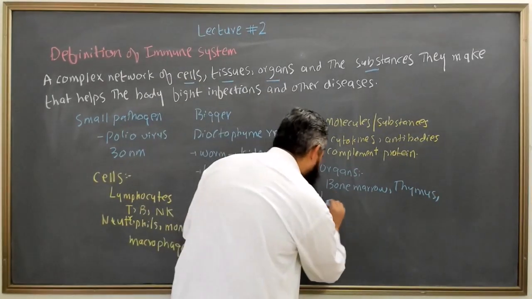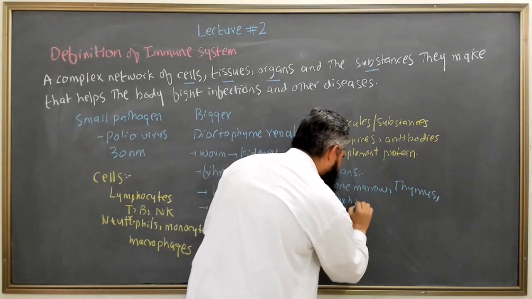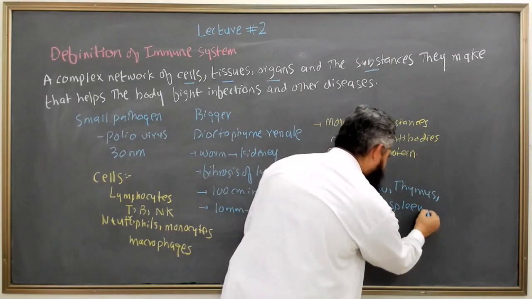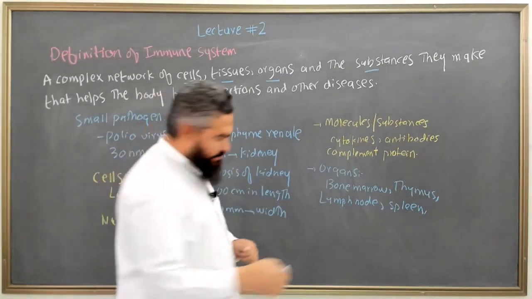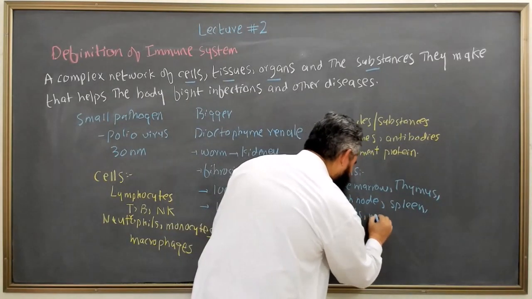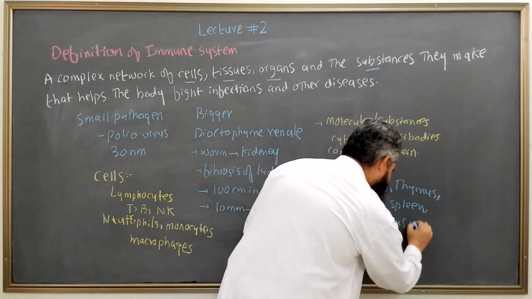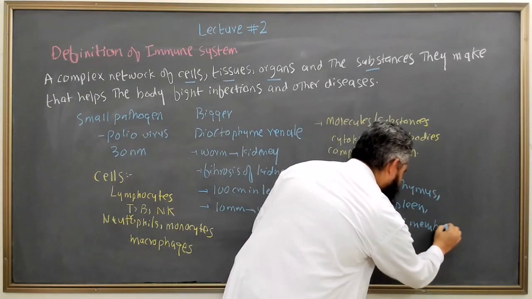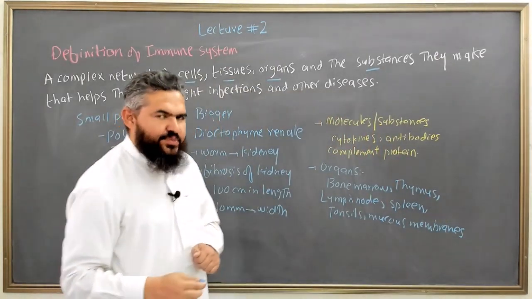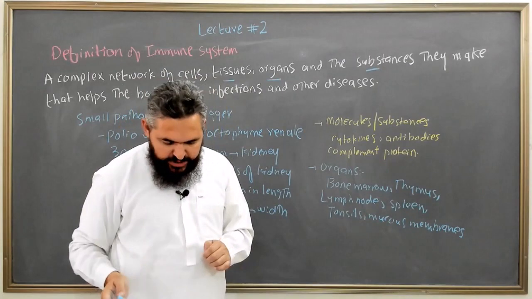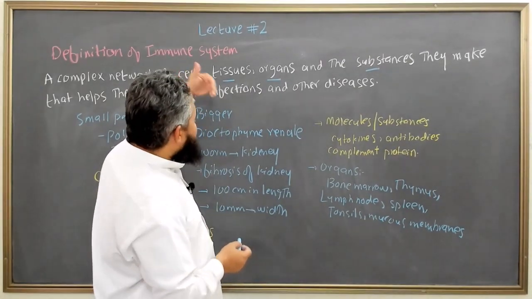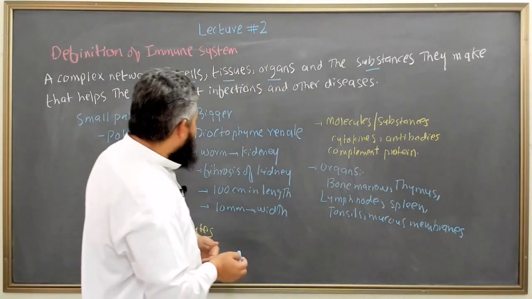The lymph node is another important component of the immune system. The spleen, the tonsils, and of course the mucous membranes. So these are the important organs of the immune system that help protect the body from different kinds of infections.